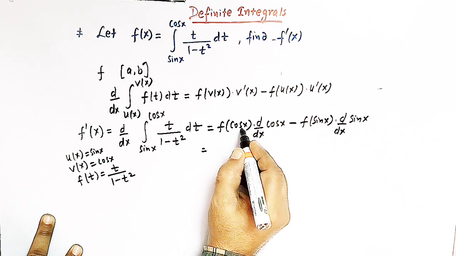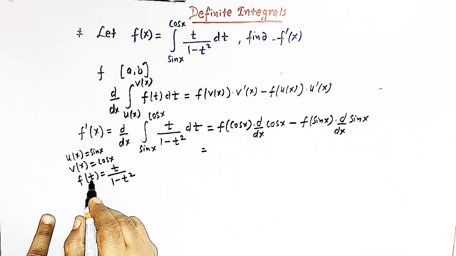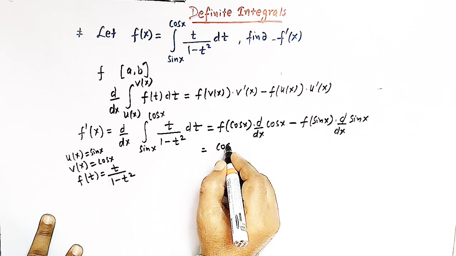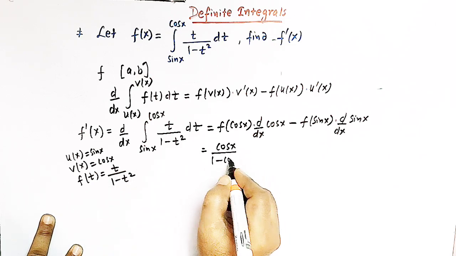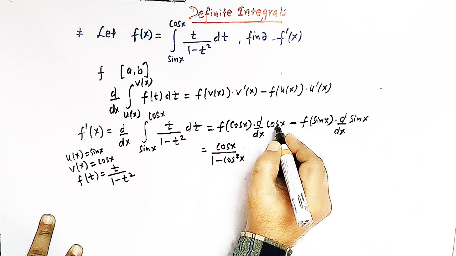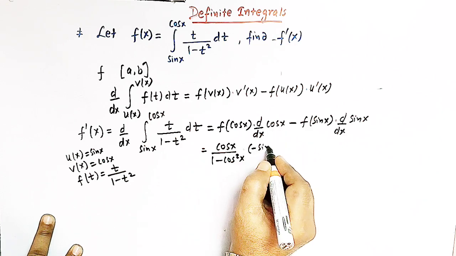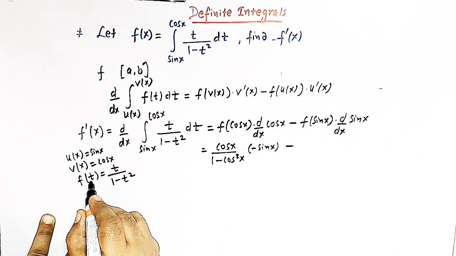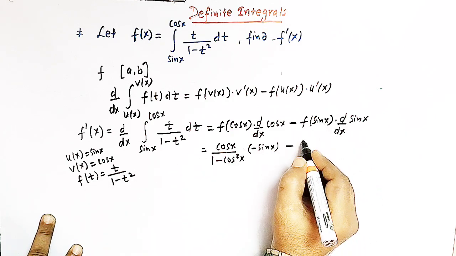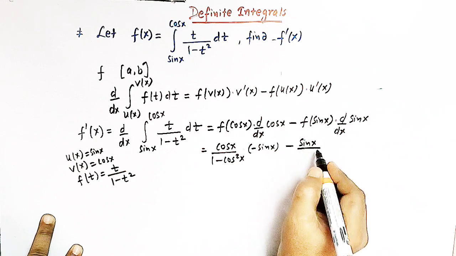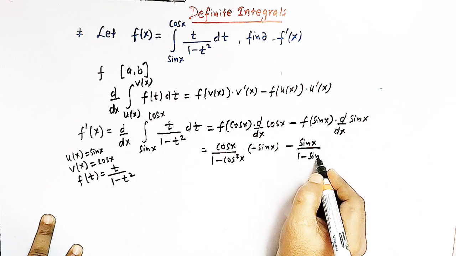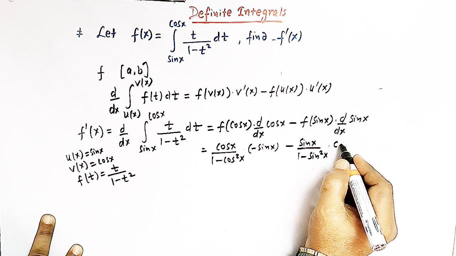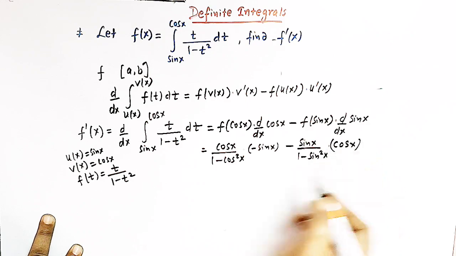Now f of cos x can be obtained by replacing t by cosine x, so we have cos x divided by 1 minus cos square x. The derivative of cosine x is minus sine x, and then f of sine x can be obtained by replacing t by sine x, so we have sine x divided by 1 minus sine square x, and the derivative of sine x with respect to x is cosine x, right?